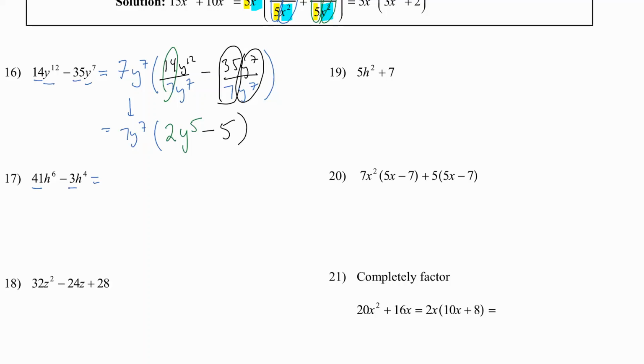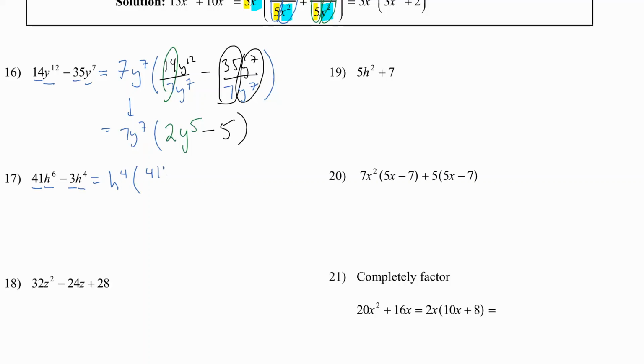So what's the greatest common factor of 41 and 3? That's another way of saying what's the largest number that divides into both terms, and there's only 1, so we don't have to write 1. And then we'll do the same thing with the powers there. So what's the most number of h's we can factor out or divide out of both of them, and that is 4 of them.